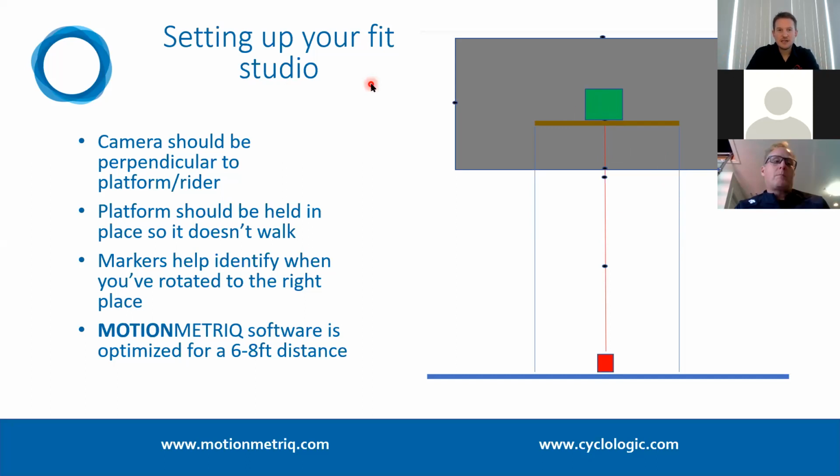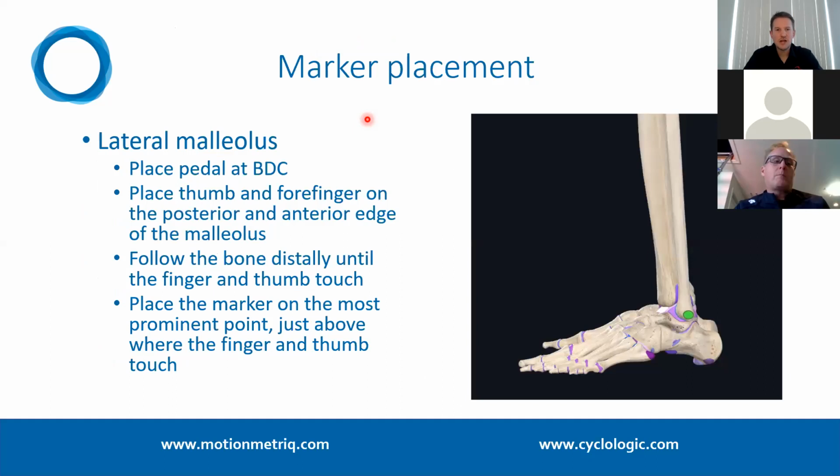Okay, so what we wanted to do as well today was provide a little bit of a practical take home. So we're going to run through 3 key markers that we use a lot in cycling. Firstly, the lateral malleolus, which is on the outside of the ankle.